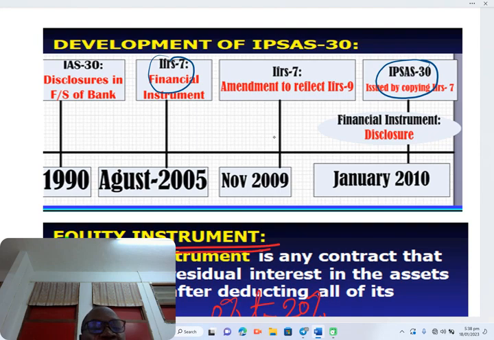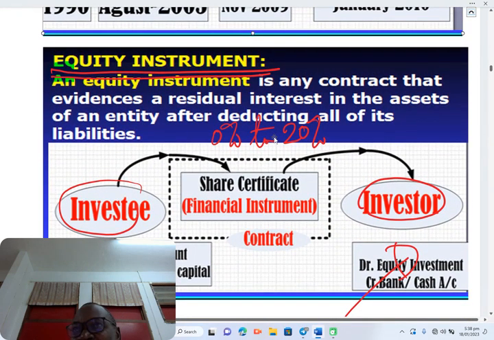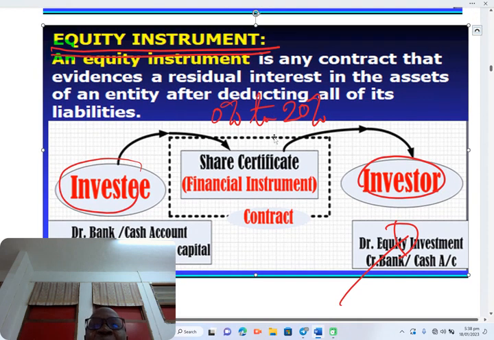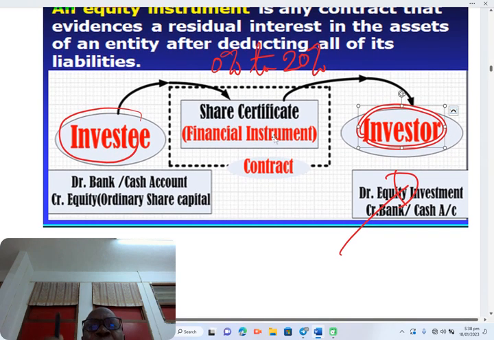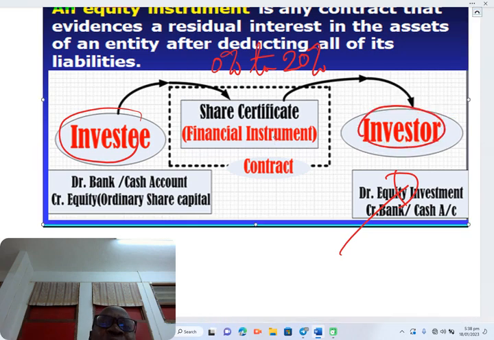You see? And we started with equity instrument. That equity instrument is any contract that evidences a residual interest in the assets of an entity after deducting all liabilities. So equity is just assets minus what? Liabilities, in the accounting equation. But equity instrument in particular arises because we issue shares, ordinary shares. Am I clear?